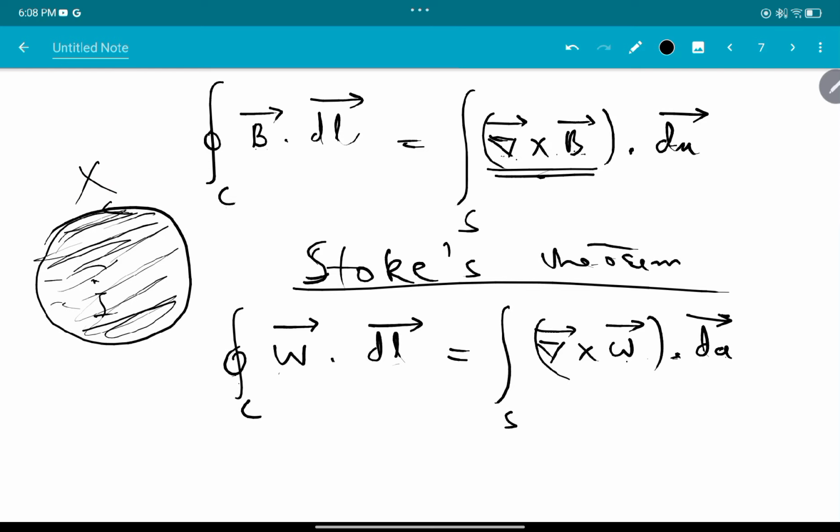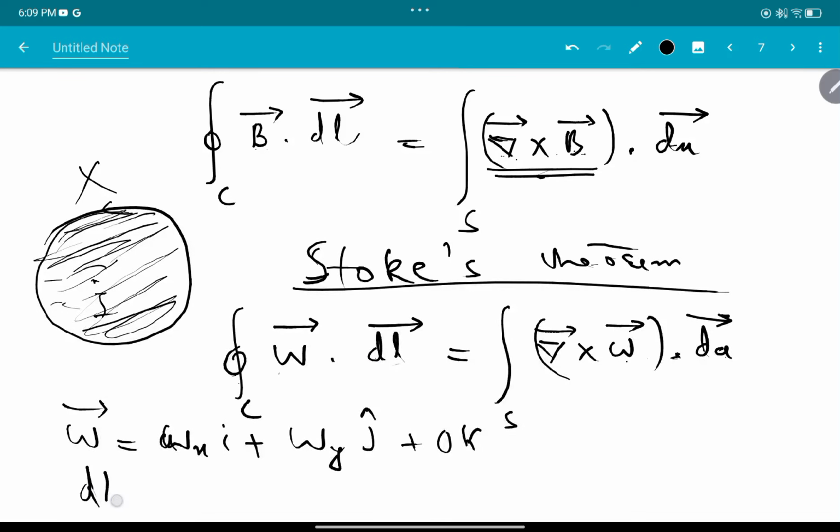that is called Green's theorem. Green's theorem is Stokes theorem in a plane. Instead of 3 dimensions, we will be taking only 2 dimensions. We will think that this W has one component, Wx i plus Wy j and 0k, no z component. The same will be the case with dl. This displacement dl will have an x component, that is dx i plus j dy, but 0k, 0 dz.